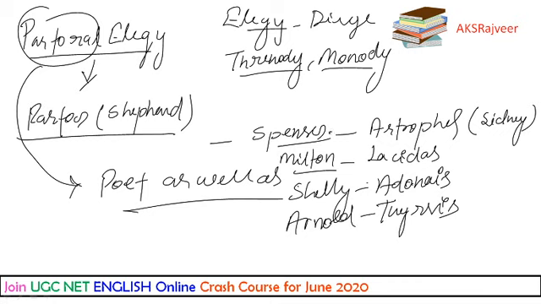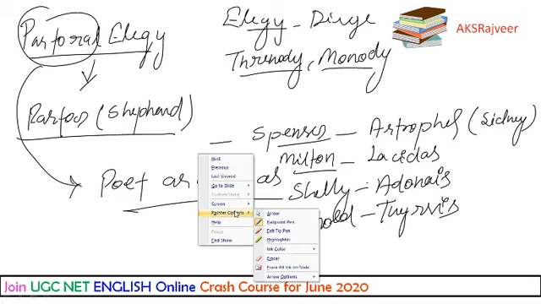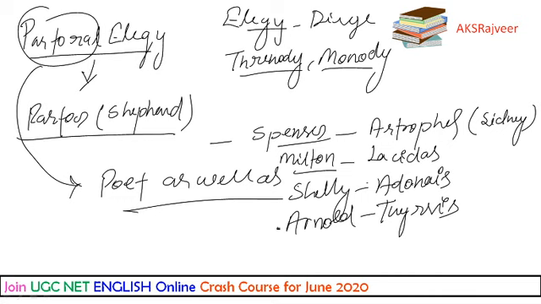In pastoral elegy, there will be a shepherd and there will be a poet, and the person whom the poet is mourning. So the kind of poetry that has shepherds is known as pastoral elegy. Learners, you have other poems too, but we are going to proceed to another important point.